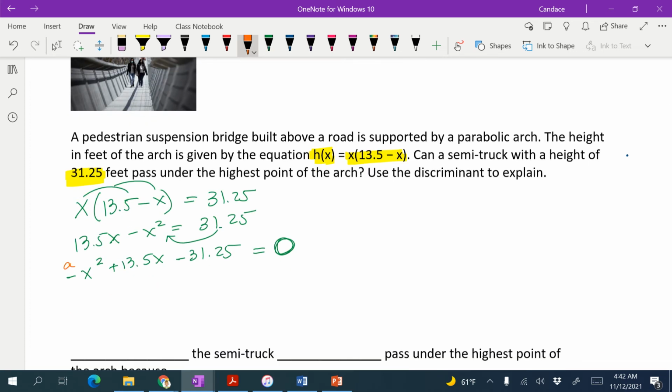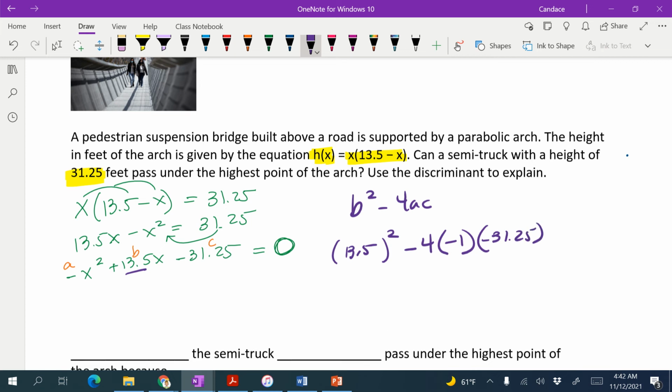Remember, the first value is a, the second value is b, and the third value is c. And remember, your a is always in front of the x squared. That's why I rearranged. So now I'm going to use the value of the discriminant to determine if this can actually pass under the bridge. Remember, the discriminant is b squared minus 4ac. So I'm going to put my b squared there, which is 13.5, and then my a, which is negative 1, and my c, which is negative 31.25. And I'm going to determine that value.